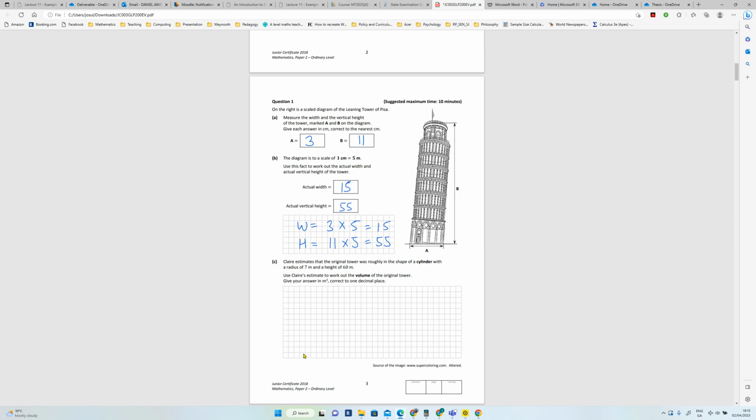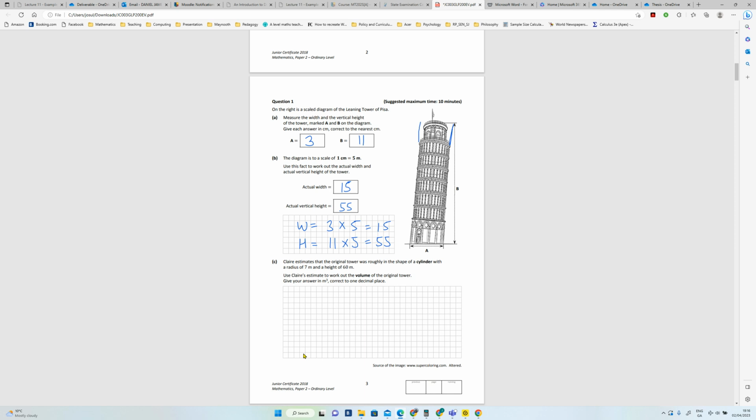Now the next one. Claire estimates that the original tower was roughly in the shape of a cylinder. So I presume that means that it kind of went on like this, up to there, with a radius of 7 meters and a height of 60 meters. Use Claire's estimate to work out the volume of the original tower.